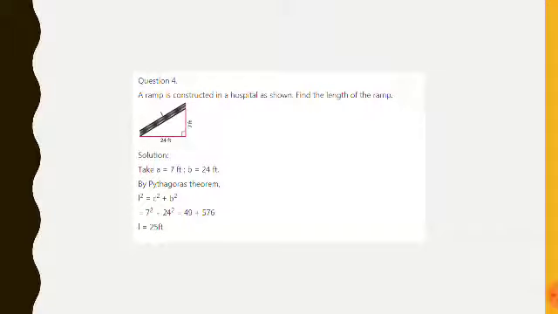A ramp is constructed in a hospital as shown. Find the length of the ramp. Take A equal to 7 feet, B equal to 24 feet. By Pythagoras theorem, L square is equal to 7 square plus 24 square, which is 49 plus 576. L is equal to 25 feet.